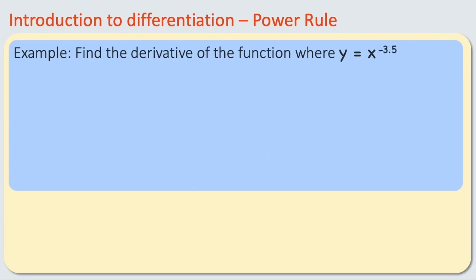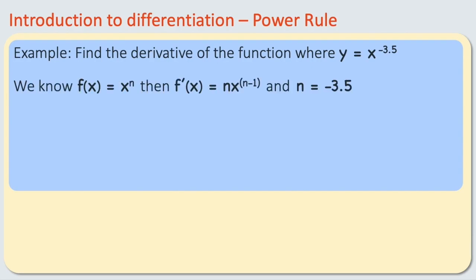Example: find the derivative of the function where y is equal to x raised to the power of minus 3.5. In this case, dy by dx is equal to minus 3.5 multiplied by x raised to the power of (minus 3.5 take away 1). dy by dx is equal to minus 3.5 multiplied by x raised to the power of minus 4.5.